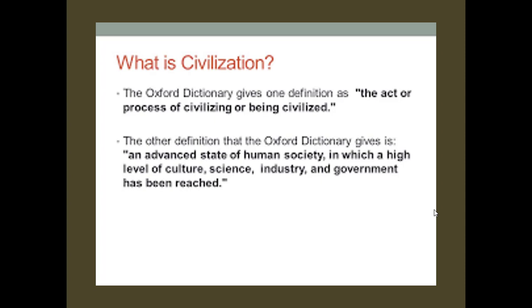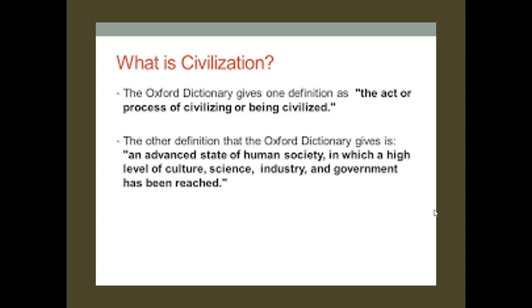So the Oxford Dictionary gives one definition as the act or process of civilizing or being civilized. Well, thanks, Oxford. What kind of answer is that? That doesn't answer at all. Go to the next one. The other definition that the Oxford Dictionary gives is an advanced state of human society in which a level of culture, science, industry, and government have been reached.